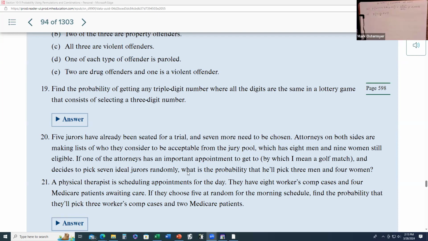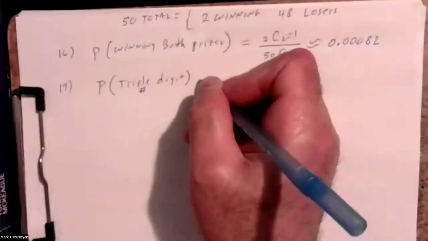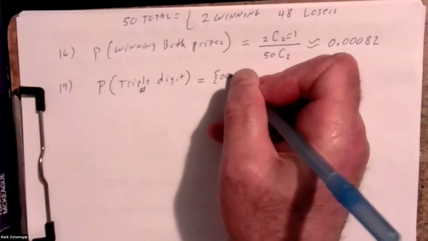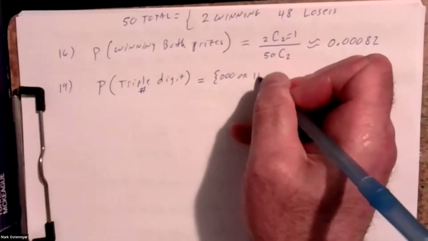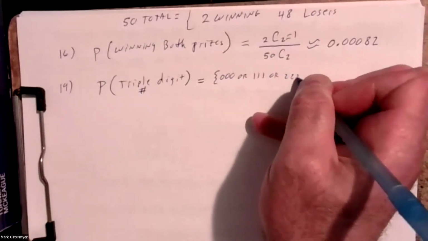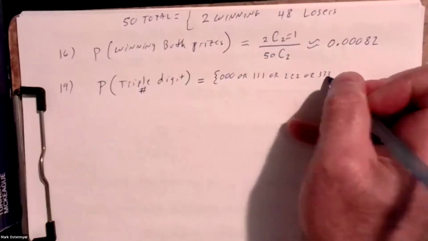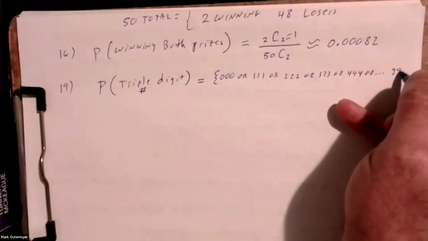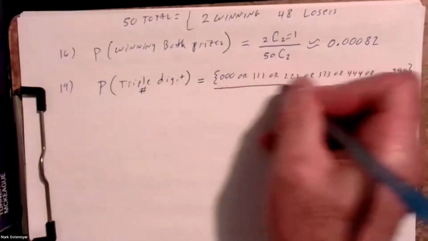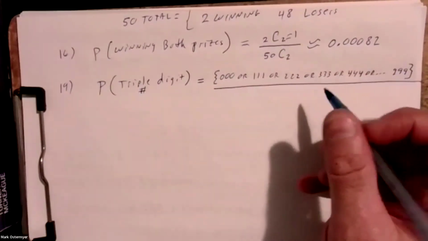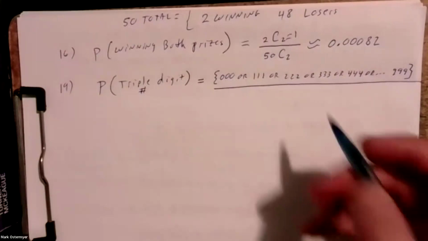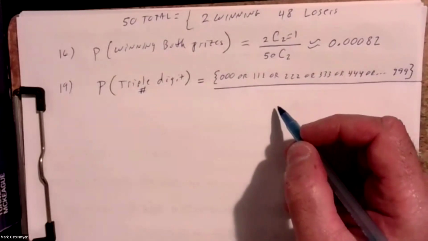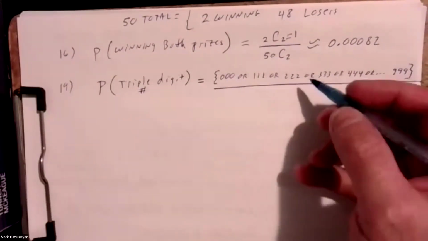Well, how many ways can we get a triple digit number out there? We could get a what? A 000, or we could get a 111, or we could get a 222, or a 333, or a 444, or all the way up to 999. Do you agree? Divided by how many ways, ladies and gentlemen, could I get a 3-digit number from the fact that I have 10 digits to select from for each of the digits?